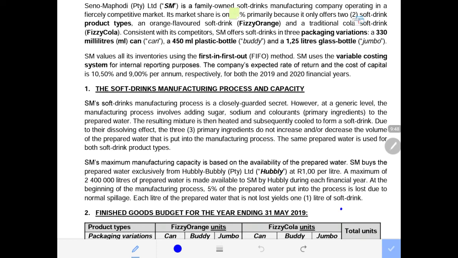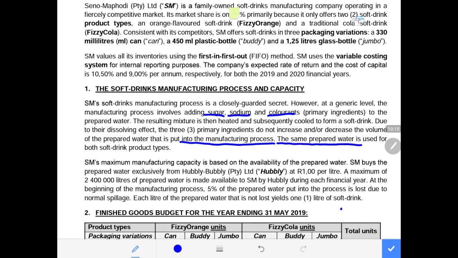Due to their dissolving effect, the three primary ingredients do not increase or decrease the volume of the prepared water that is put into the manufacturing process. I like what they're emphasizing. That means if we buy 10 liters of water, we put sugar, we put sodium, and we put colorant, that 10 liters remains 10 liters. It does not increase or decrease because of the dissolving of these three ingredients.